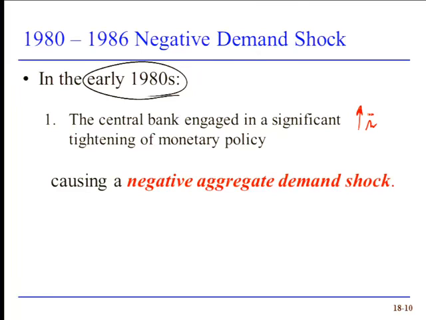I remember this well because in the early 80s I bought a house and my mortgage rate was 16.5%. That hurts a lot. It's all right, though, because now my mortgage rate is 1 5/8.